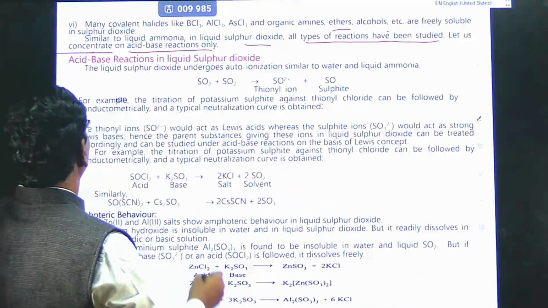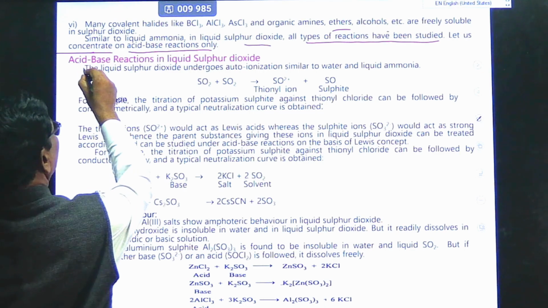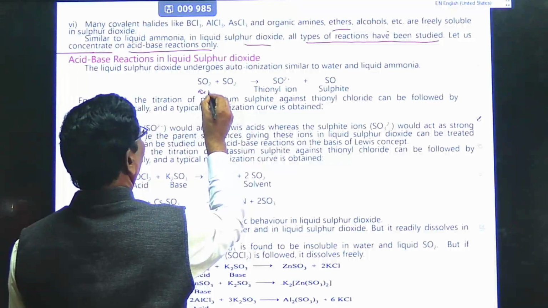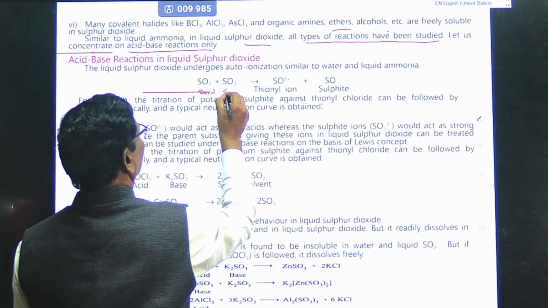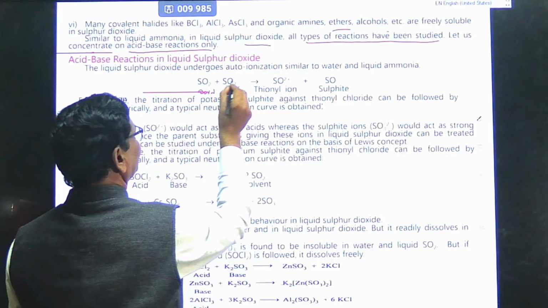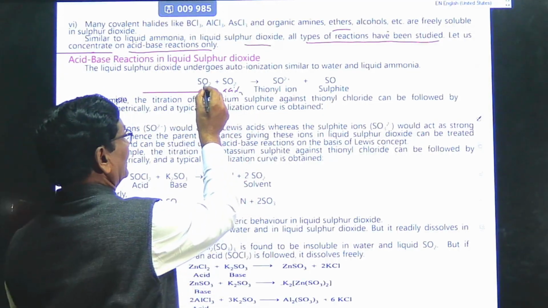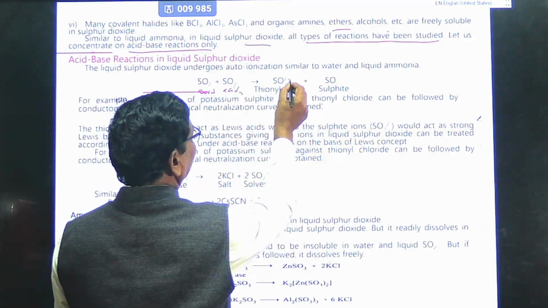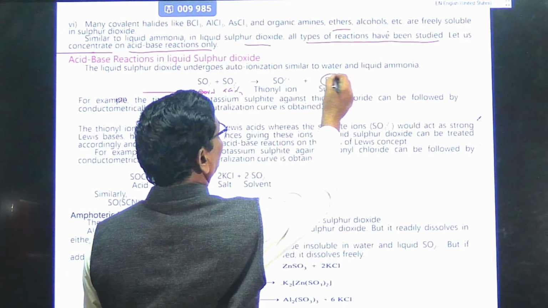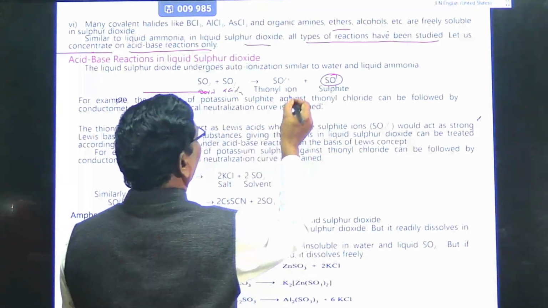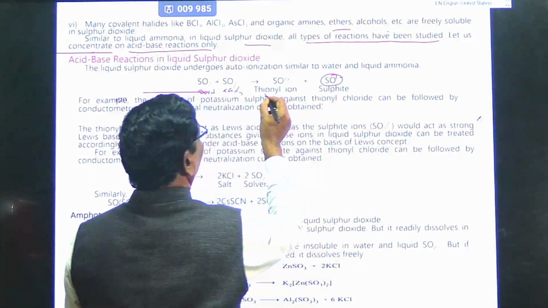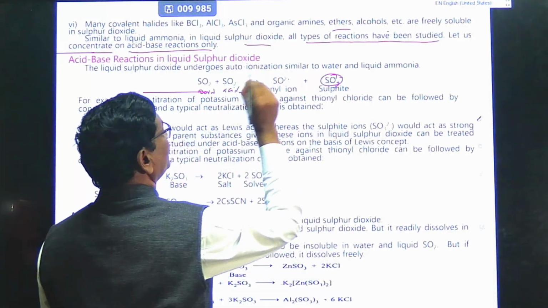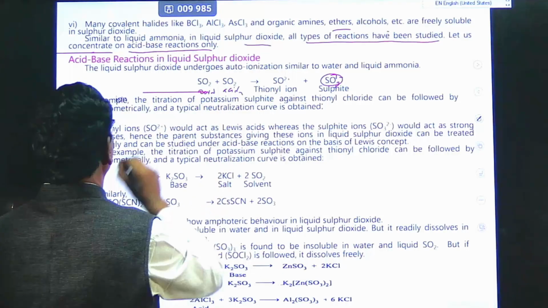Let us see what acid-base reactions are present in liquid sulfur dioxide. Here, this is called acid 1, and this is called acid 2. When acid 1 combines with acid 2, this is also called the autoionization reaction. SO2 combines with SO2, giving rise to SO2 plus, the thionyl ion, and SO3 minus, the sulfite ion. This is called the autoionization reaction.